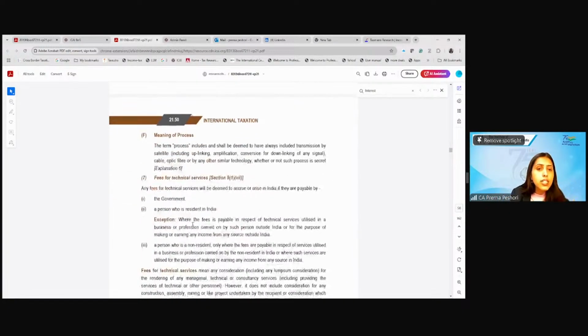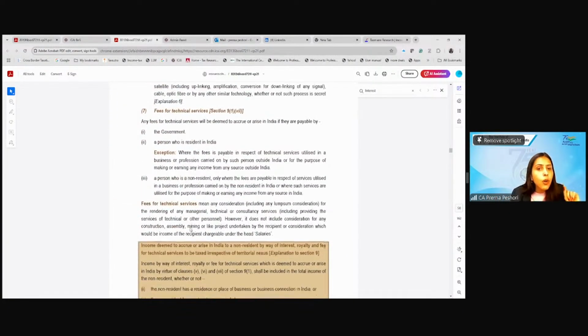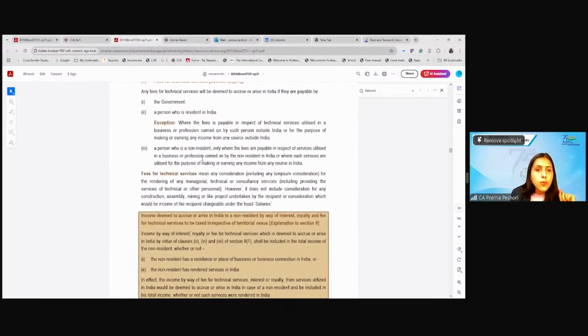The last one is fees for technical service. What is the meaning of fees for technical service? Fees for technical service means any consideration for rendering of managerial, technical or consultancy service, including providing the services of technical personnel. So meaning when you give some personnel, there are these HR companies which will outsource their technical personnel to some other company for giving them service. That is also under it.